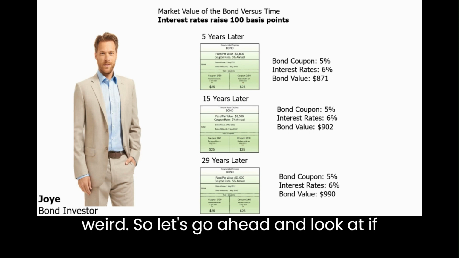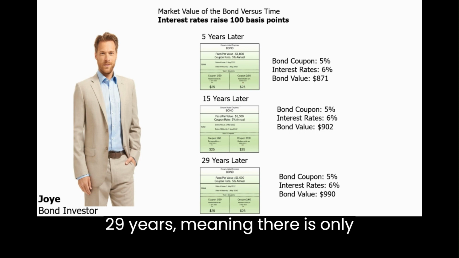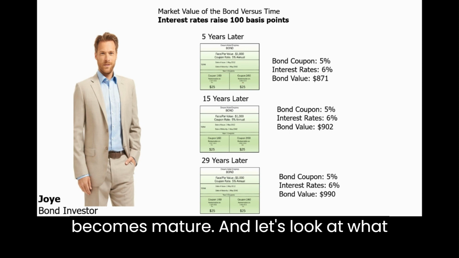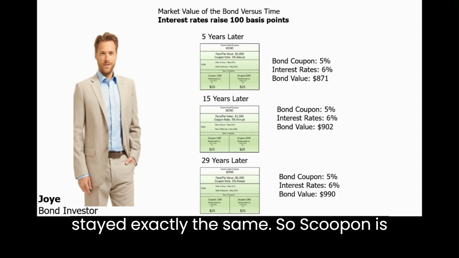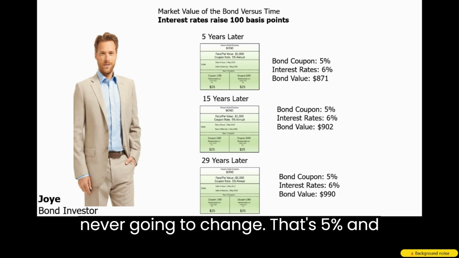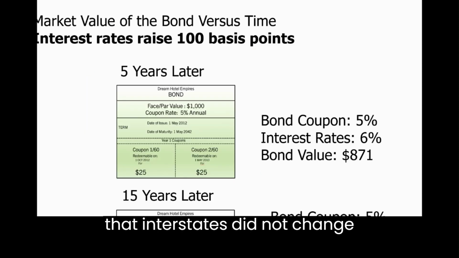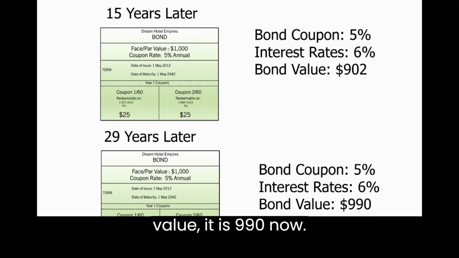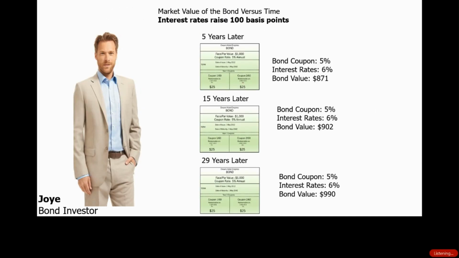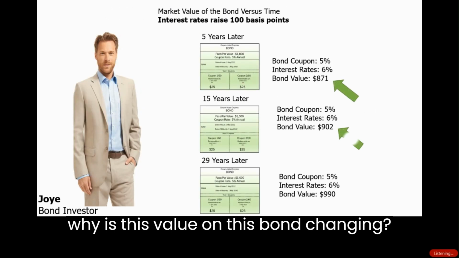So let's go ahead and look at if he was going to sell this bond at 29 years, meaning there is only 1 year left on the bond before it matures. And let's look at what would happen if those interest rates stayed exactly the same. So his coupon is never going to change. That's 5%. And interest rates are at 6%. We are going to assume that interest rates did not change. They are still at 6%. But look at his bond value. It is 990 now. As we look at these different scenarios, why is this value on this bond changing?